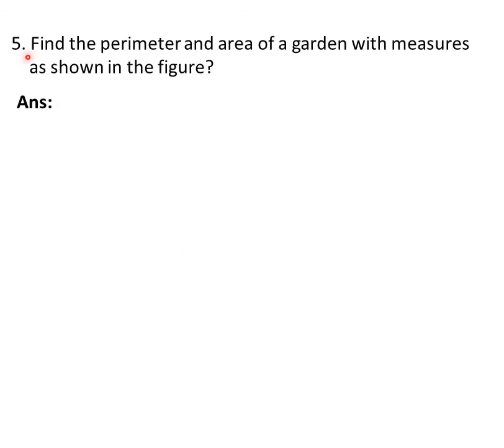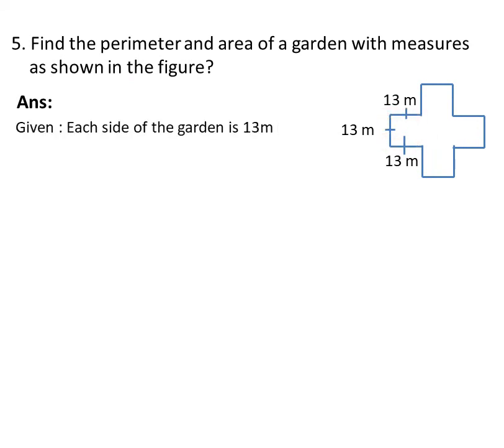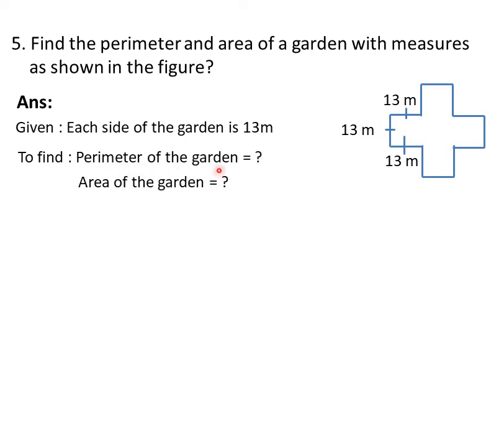Okay, the fifth sum, find the perimeter and area of a garden with measures as shown in the figure. तो दिस इज़ द फिगर दैट इज़ गिवन. ओके, जिसका हर एक साइड है 13 मीटर्स. ओके, तो पहले हम क्या लिखेंगे, गिवन लिख देंगे. ईच साइड ऑफ द गार्डन इज़ 13 मीटर्स, ये दिया गया है. एंड व्हाट इज़ टू फाइंड, टू फाइंड इज़ द पेरीमीटर ऑफ द गार्डन एंड द एरिया ऑफ द गार्डन.